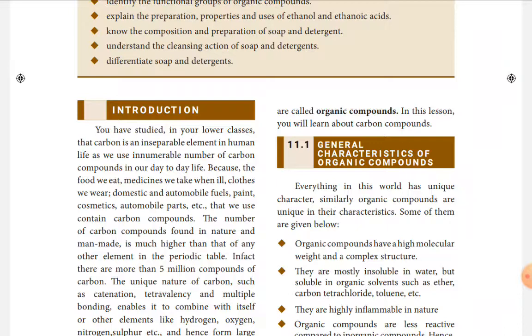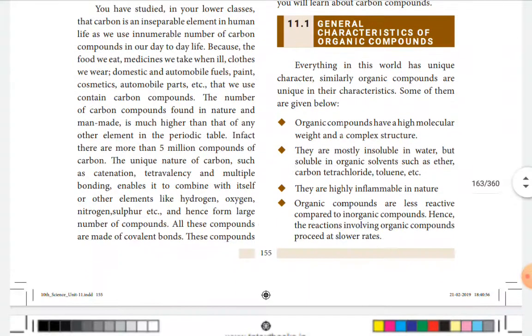So what is the unique nature of carbon? It is catenation, tetravalency, and multiple bonding. Because of this peculiar property, carbon combines with itself and also with other elements like hydrogen, oxygen, nitrogen, and sulfur to form a large number of organic compounds. We also learned about the general characteristics of organic compounds: they possess high molecular weight and complex structure, and are insoluble in water. These compounds are soluble only in organic solvents, as we learned in the previous lesson.